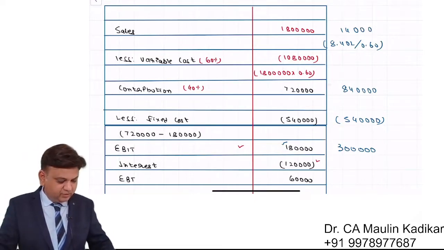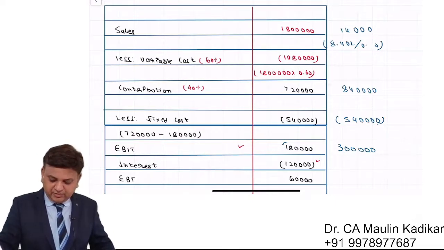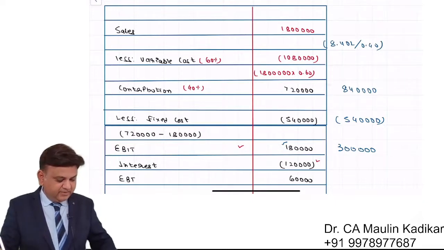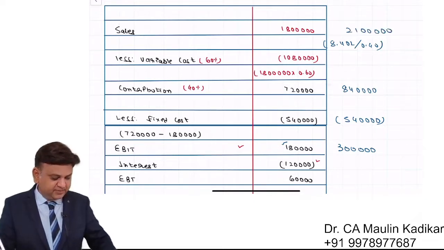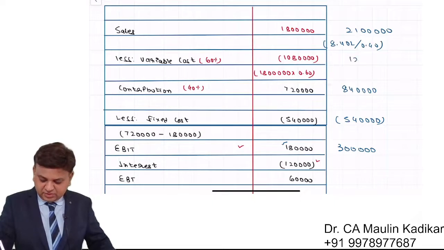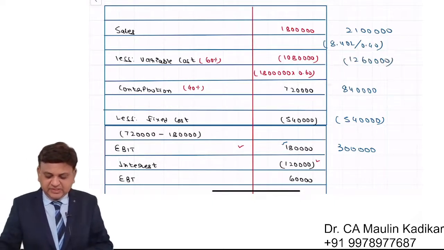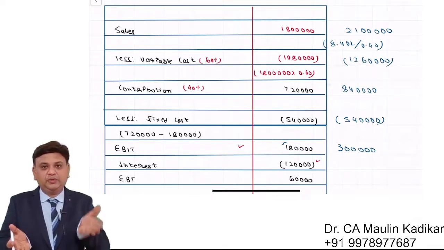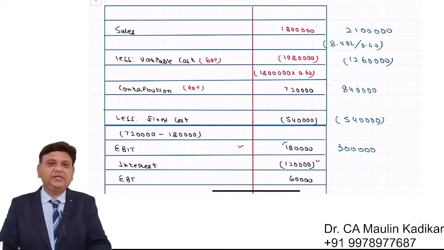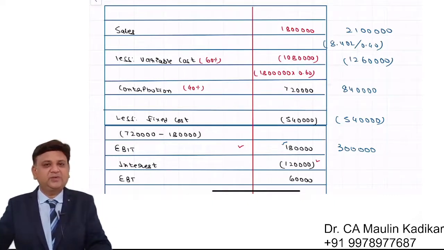3 plus 5.4, 8.4 divided by 0.4. I'm sorry, profit volume ratio is 40%. Divided by 0.4, that comes to 21 lakhs. And 60% of that will be 12,60,000. That is the way we are required to compute the sales value. So sales value should be 21 lakhs and it should increase by 3 lakhs. This is what we understand.